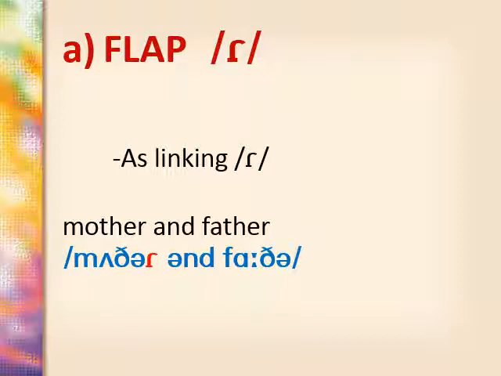The first variant is called the flap R. The flap R sounds like this, R. We have it in Spanish, as when we say pero, R. In English, this type of R, this variation, is used, for example, as linking R.